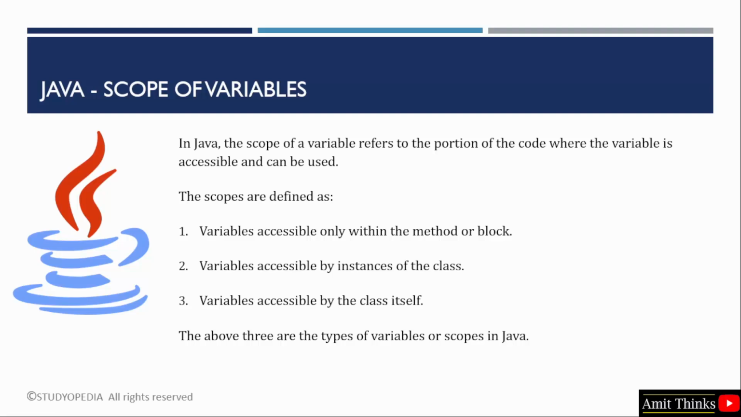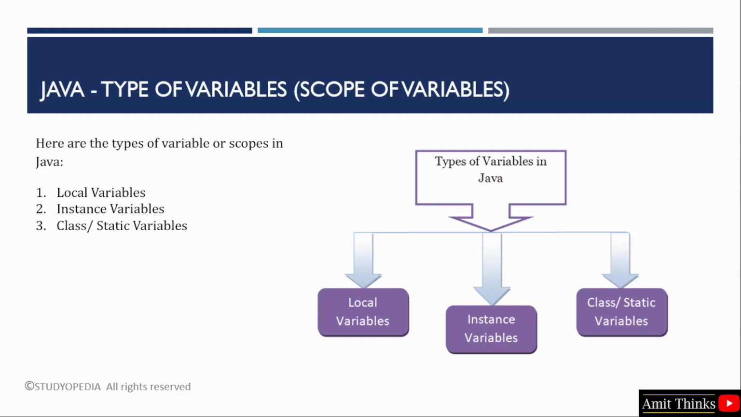Variables have different scopes depending on where they are declared. So the scopes are defined as variables accessible only within the method, variables accessible by instances of the class, and variables accessible by the class itself. So this defines the three types of variables or scopes in Java as well, which are local variables, instance variables, and class variables. So these are the three types of variables in Java. You can also call it the variable scope in Java.